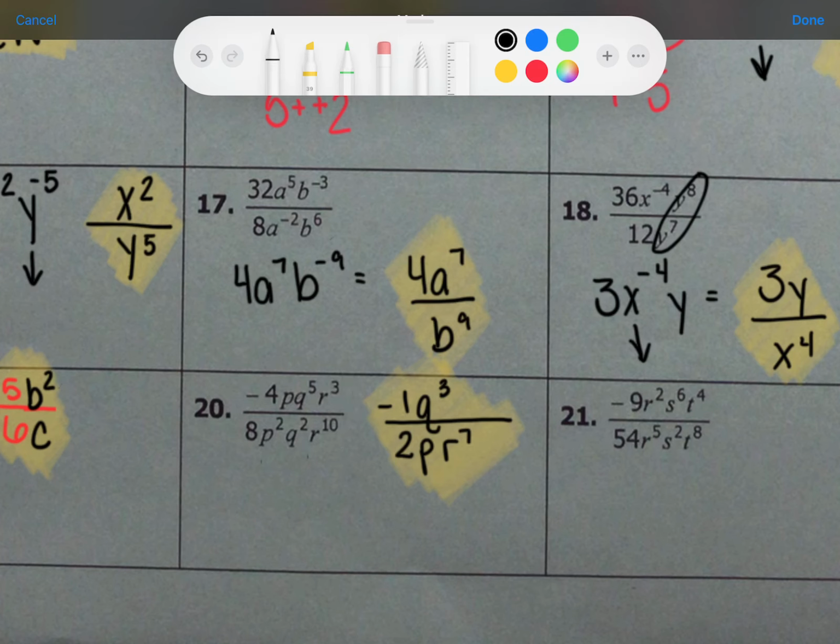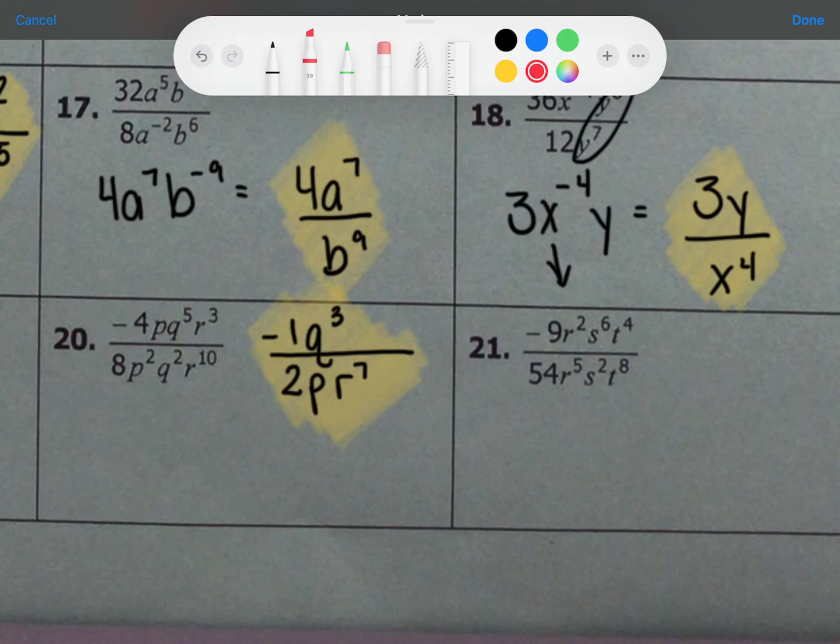Now, here's a little trick. If you take a look at your P's, which P is bigger, the top P or the bottom P? The bottom P is bigger. Look at where my P ended up in my answer. Nifty, right? Take a look at your Q's. Which Q is bigger, the top Q in the original part of the problem or the bottom Q? The top Q. Look at where your Q ended up. On the top. So wherever it's bigger is where it's going to end up.